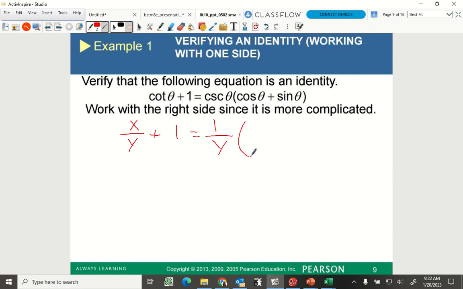parentheses, cosine, just x, right? Or x over 1. I'm going to put x over 1 because I'm already dealing with the fraction here, plus sine y, Y over 1. There we go. Is cos always going to be x? It's just x. Cosine, you could just write x if you want to. And for sine, you could write y if you want to.